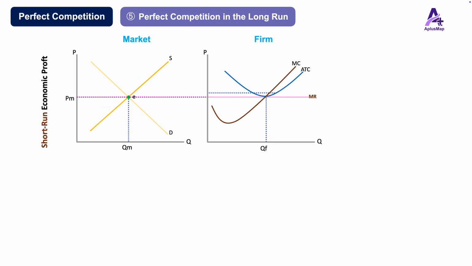Part one, short-run economic profit. Imagine something happens to increase market demand. Maybe a new study says wheat is super healthy. The market demand curve shifts right. Okay, demand increases, so the market price goes up. Right. The market equilibrium price rises.